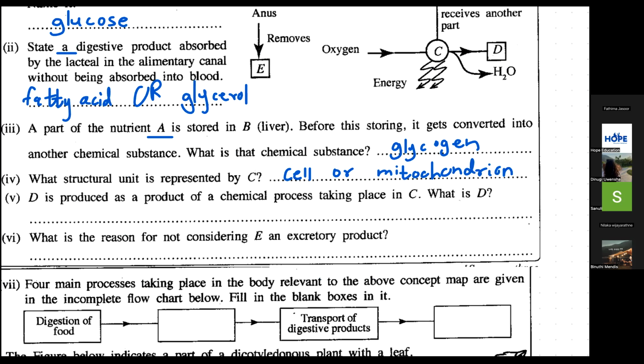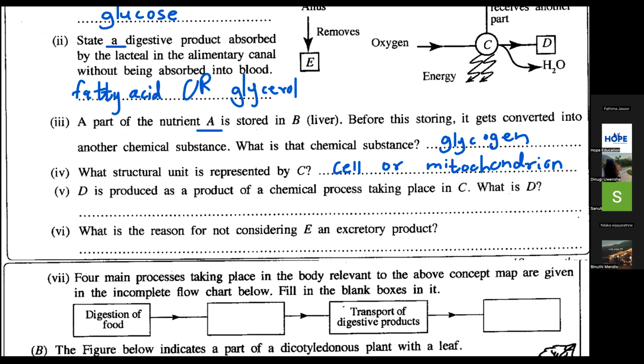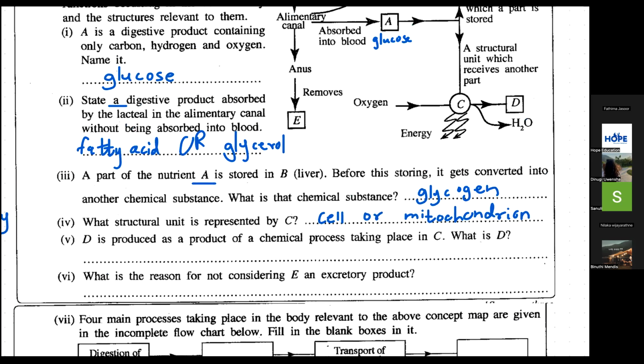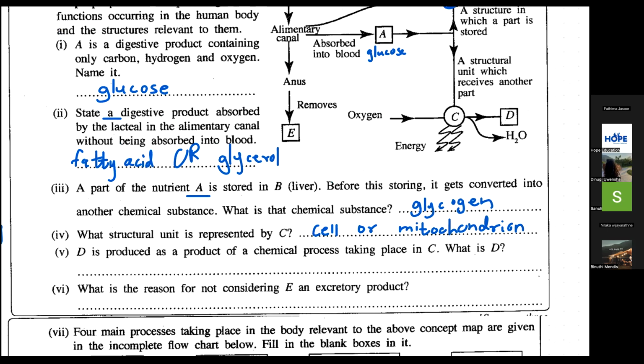D is produced as a product of the chemical process taking place in C. What is D? That is now pretty easy. What is D? Yeah. So here glucose and oxygen react and produce carbon dioxide, water and energy. Water is given here, energy is given here. So D has to be carbon dioxide. You can write CO2, or write carbon dioxide in words.